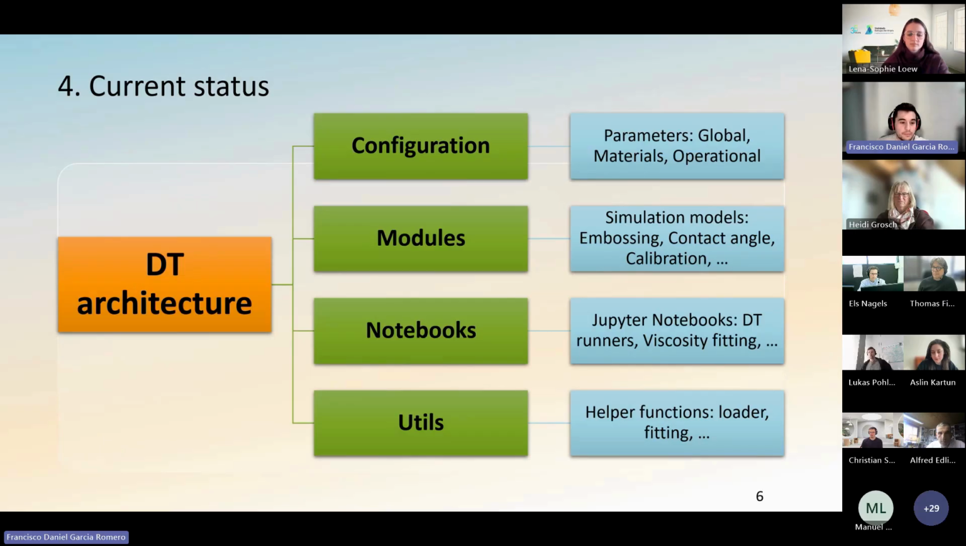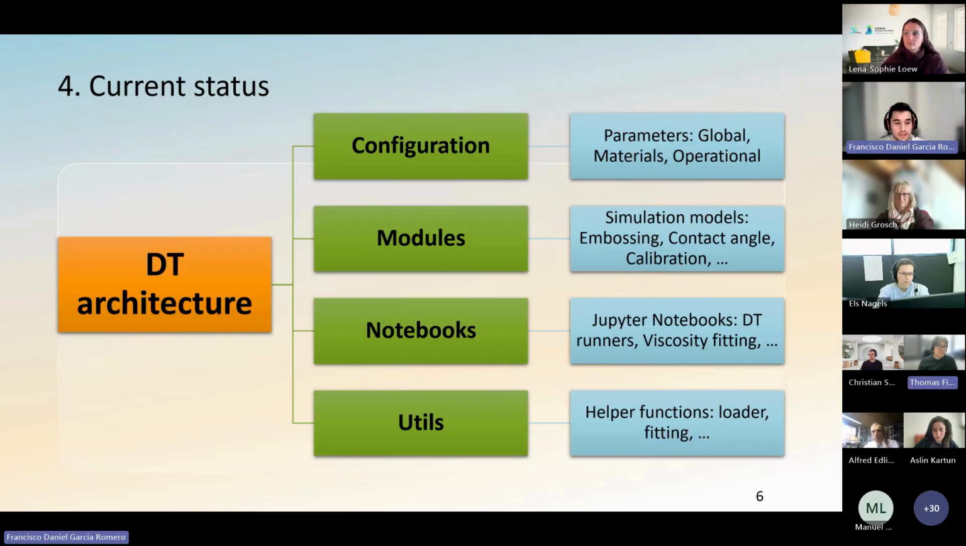So now talking about the digital twin itself, it follows a current architecture of 4 folders or parts. First one is the configuration. It contains all the parameters that are relevant to the digital twin. They can be global, that affect all the processes. They can be material specific and also operational settings that we are using.